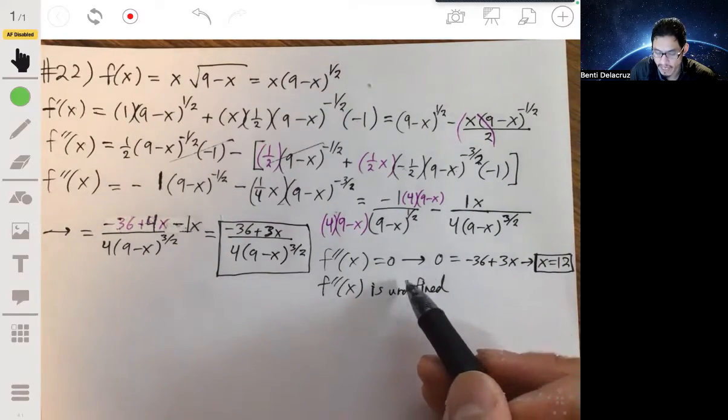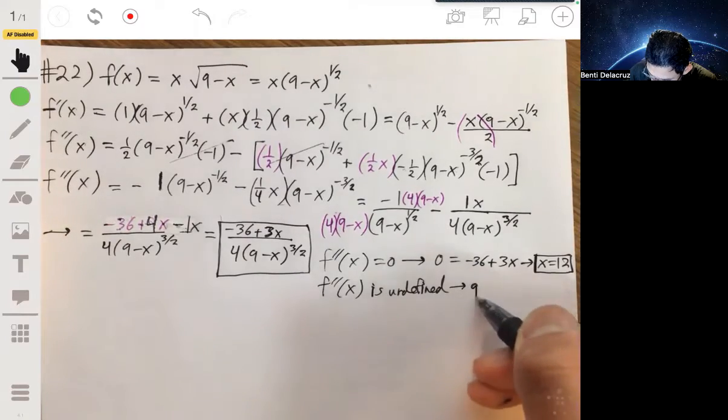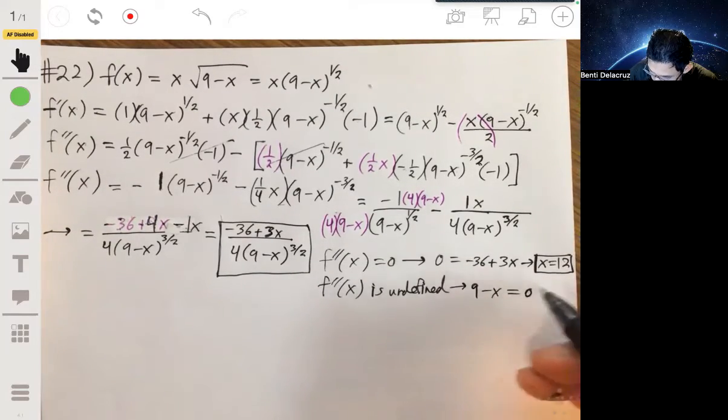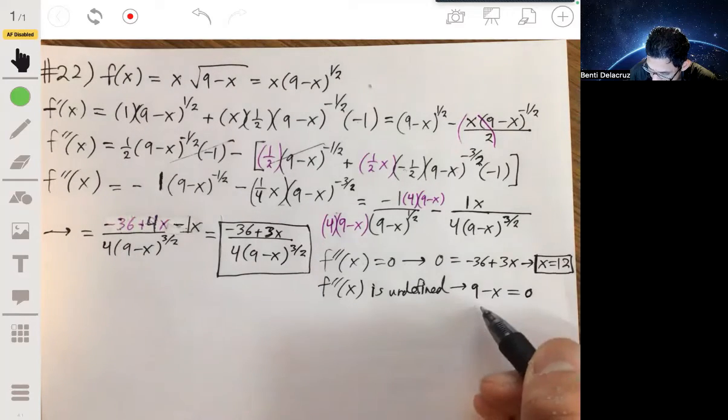And then it's undefined when 9 minus x equals 0, because that means we're going to divide by 0. We don't want that. So that means x will be 9.